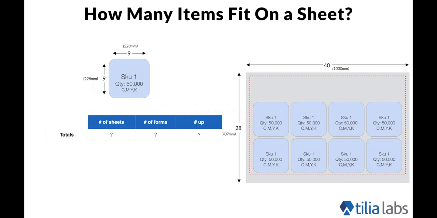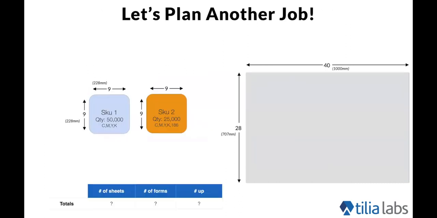And this problem is, for most planners, pretty easy to digest, right? You're looking at one SKU, it's a self-run job, one item per sheet, and it's pretty easy to calculate. But it gets a little bit more complex and the permutations start growing when we introduce more than one SKU. So in this scenario, we have the same 9x9 with a quantity of 50,000 and another SKU, 9x9, which is running at 25,000. And we've also introduced another ink, Pantone 186. And then the question is, okay, how many sheets, how many press runs, how many forms am I going to get to fill this job?